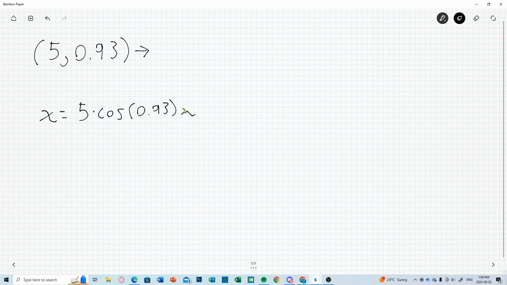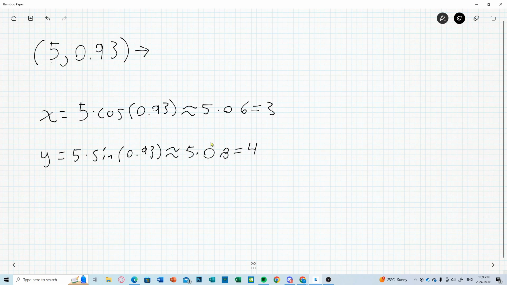This will approximately give you 5 multiplied by 0.6, which will give you 3. And y is going to be equal to 5 multiplied by sine of 0.93, which will approximately give you 5 multiplied by 0.8, which will give you 4. So our new Cartesian coordinates are going to be 3 and 4.